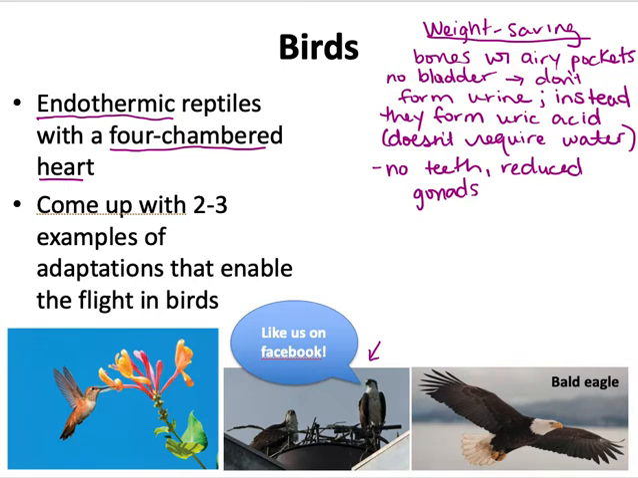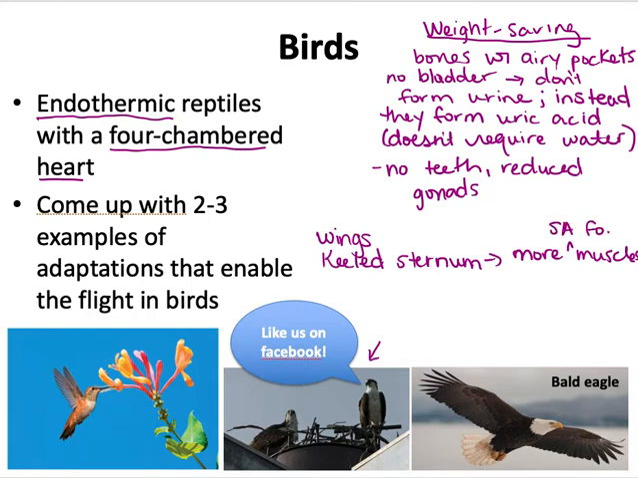As far as our other features, of course, we've got wings, which are aerodynamic in their structure, and they have a keeled sternum, a very large curved sternum, and this allows for a lot of extra space for more muscle attachment. So more surface area for muscle attachment.